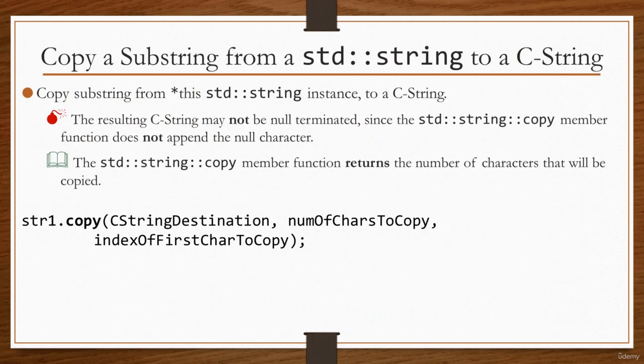Alright, then next we can copy a substring from a standard string to a C string. So with the copy member function, we can copy a substring from the current standard string instance, that is the calling or this standard string instance, to a C string. Now the resulting C string may not be null terminated, so you have to be careful with that. And that is since the copy member function does not append the null character at the end, so you have to take care of that by yourself. And with this we specify the C string destination, so some C string identifier, and then the number of characters to copy and the index.